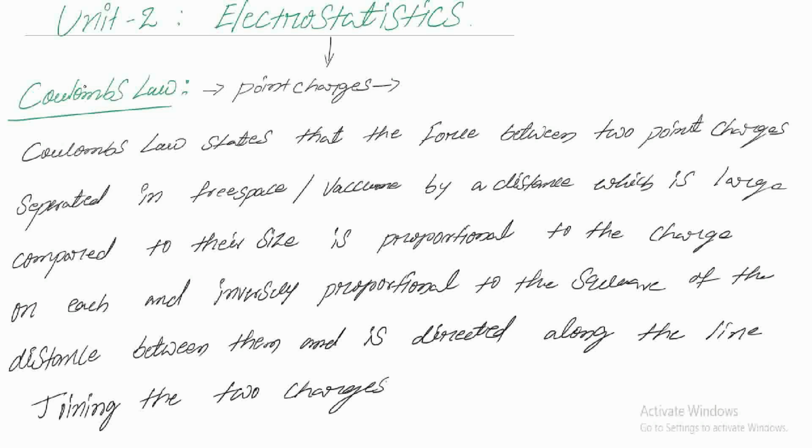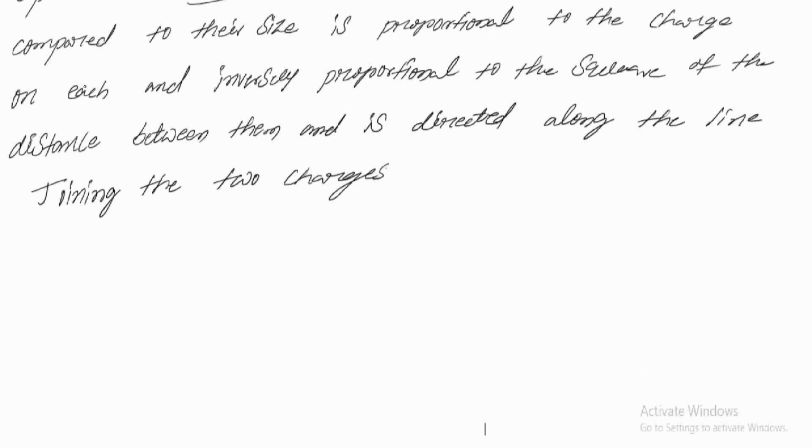So Coulomb's law states that the force between two point charges separated in free space or vacuum by a distance which is large as compared to their size is proportional to their charges and inversely proportional to the square of the distance. And the force is directed along the line joining the two charges. So this is a direct definition of Coulomb's law.